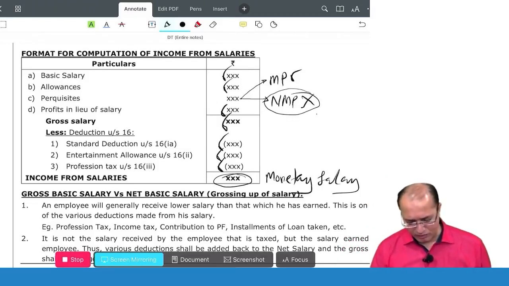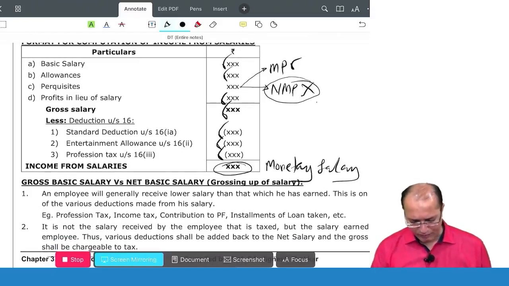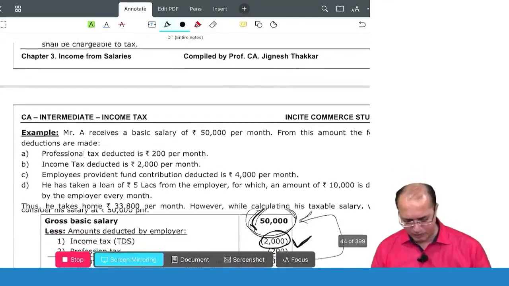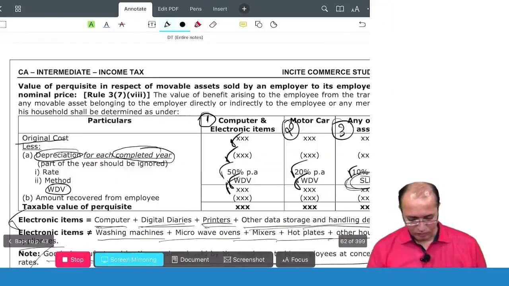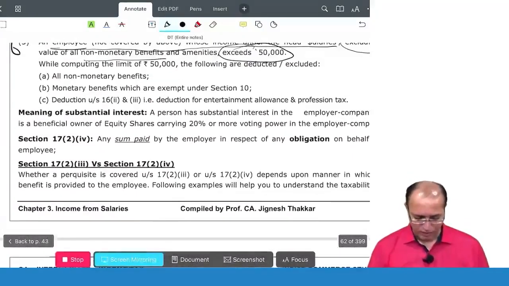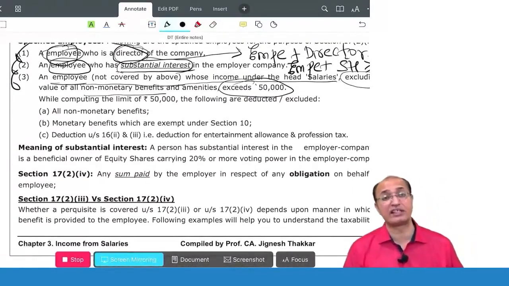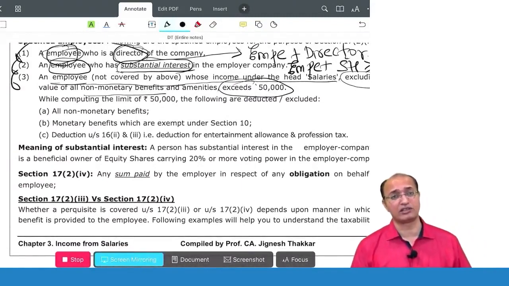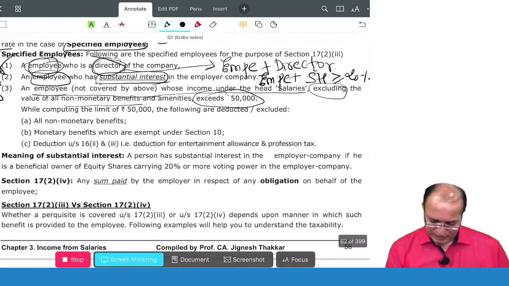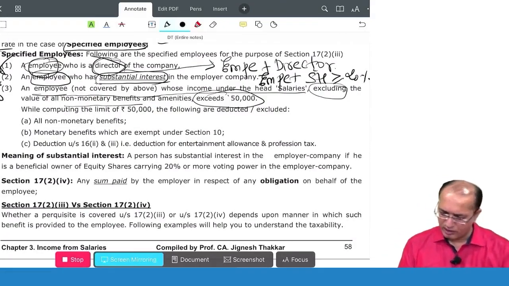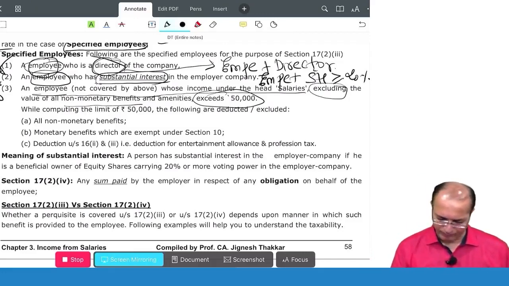So this is the way in which you have to calculate salary, and thereafter if this final amount of salary is more than how much? More than 50,000 rupees per annum, then you will be considered as a specified employee. So it says employee not covered above, you take salary excluding non-monetary benefits. If that exceeds 50,000, then the employee will be considered as specified employee.